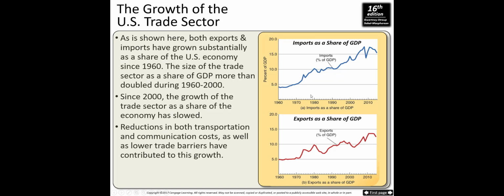Here you see two graphs on the screen, and as shown, both exports and imports have grown substantially as a share of the US economy since the 1960s. The size of the trade sector as a share of GDP more than doubled between 1960 and 2000. Since 2000, the growth of the trade sector as a share of the economy has slowed. Reductions in both transportation and communication costs, as well as lower trade barriers, have contributed to this growth.